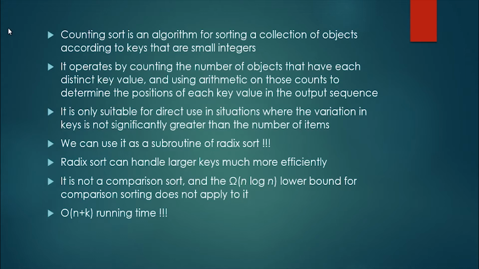It operates by counting the number of objects that have each distinct key value and using arithmetic on those counts to determine the positions of each key value in the output sequence. We are going to see it in the illustration. It is only suitable for direct use in situations where the variation in keys is not significantly greater than the number of items. So we have small integers 1, 2, 3, 4, 5 and we have several ones, for example, several twos, threes, and so on.